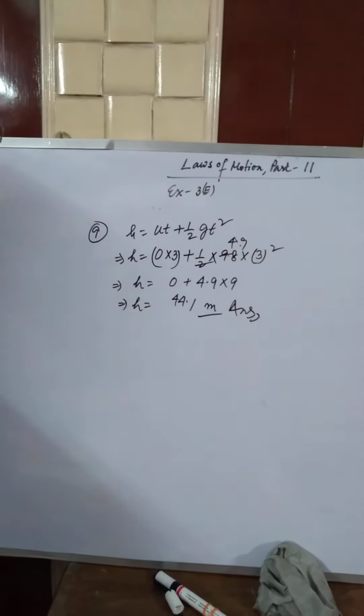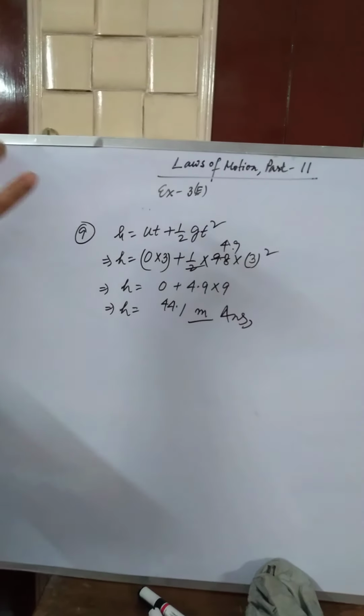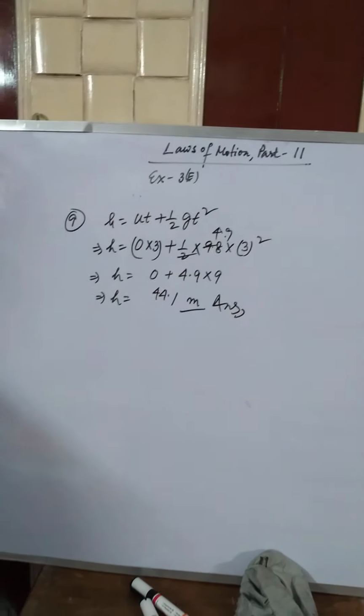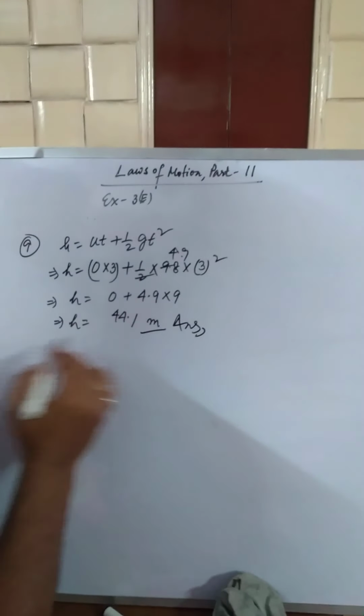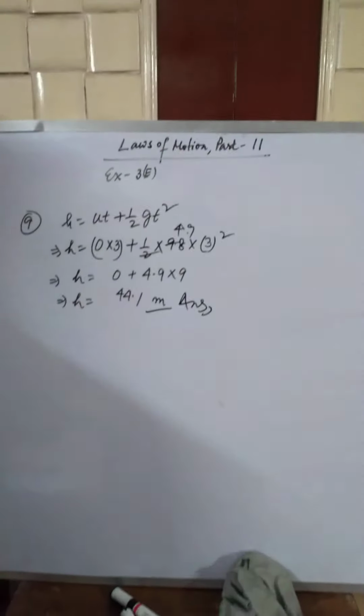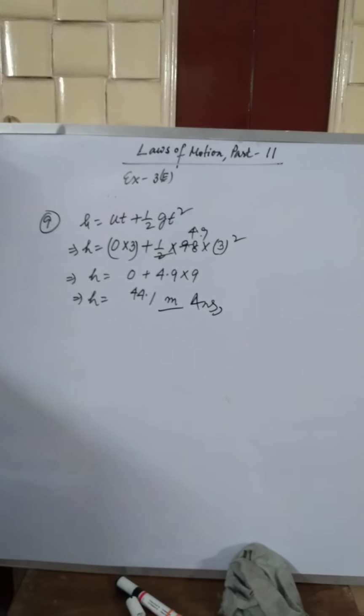So question number 9 shows a ball released from a height. When it is released, its initial velocity is 0. The time duration is 3 seconds. The value of g is given. Just put in the values and get the result. Okay, next.